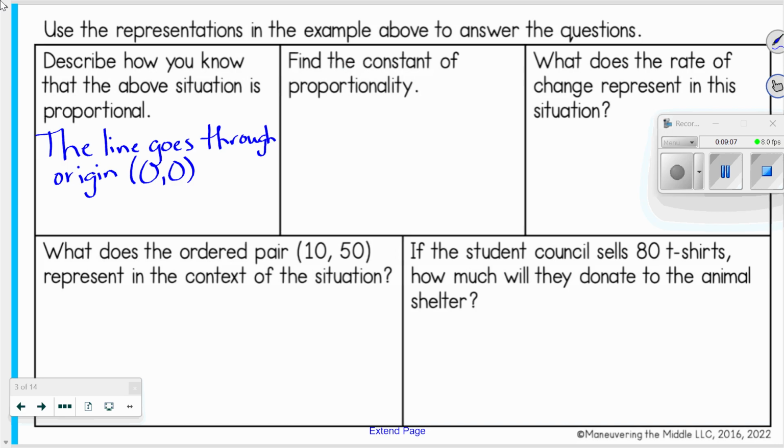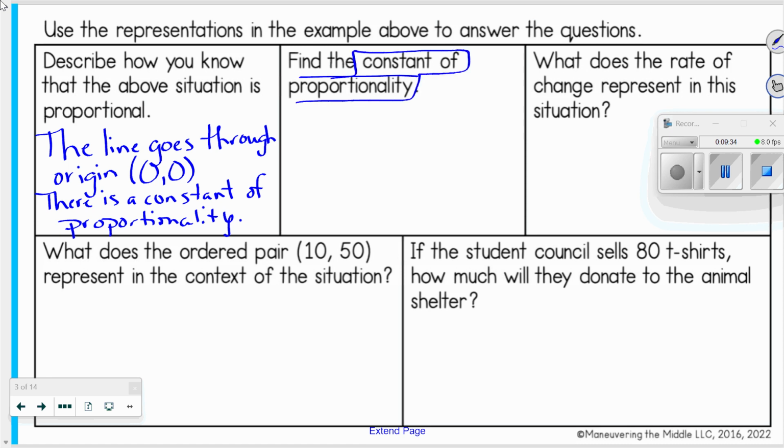It stays constant. So there is a constant of proportionality. So if I have that constant, then I know it's proportional. As long as I see that same constant at every data point, it's proportional. Does that make sense for everyone? Yeah. Okay? Find the constant of proportionality.